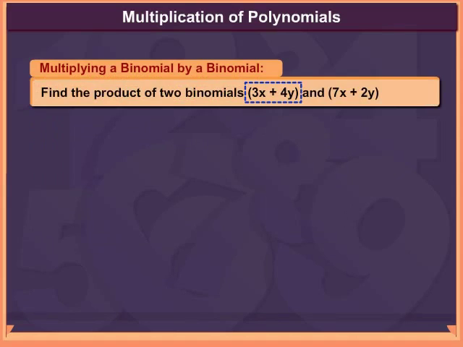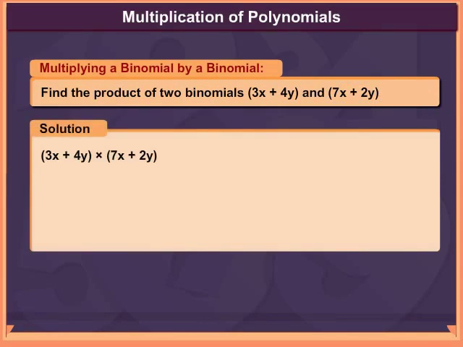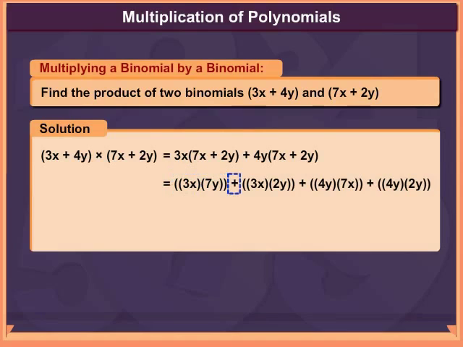Next, multiplying a binomial by a binomial. Find the product of two binomials, 3x plus 4y and 7x plus 2y. Solution. By applying the distributive property of multiplication, 3x plus 4y into 7x plus 2y can be written as 3x multiplied by 7x plus 2y plus 4y multiplied by 7x plus 2y. Again by applying the distributive property and then by opening brackets, we get 3x into 7x plus 3x into 2y plus 4y into 7x plus 4y into 2y. Now calculating as multiplication of monomials and then by addition of polynomials, we get the answer as 21x square plus 34xy plus 8y square.